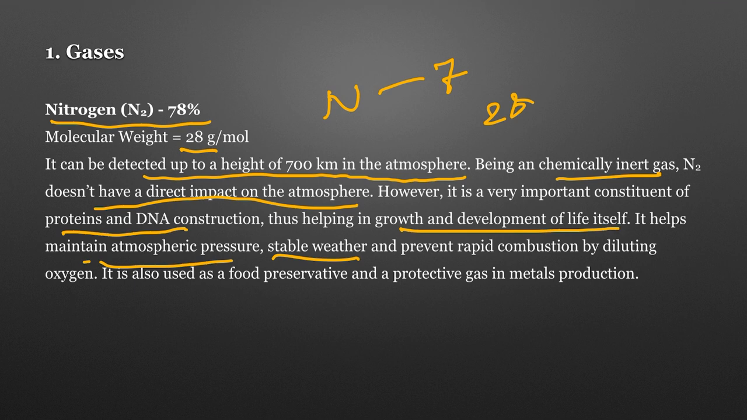It also prevents the rapid combustion of oxygen by diluting it. If there is no nitrogen, combustion because of oxygen will be so rapid and so huge, it won't be able to stop it. So there is high necessity of the nitrogen gas. It is also used in industries for food preservation and as a protective gas in metal production.